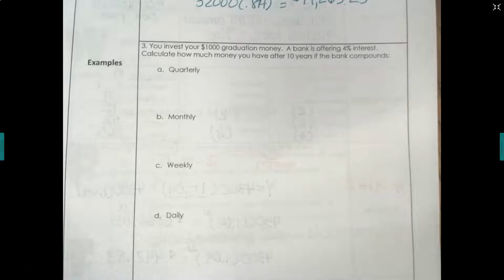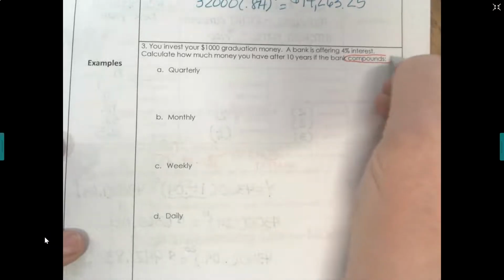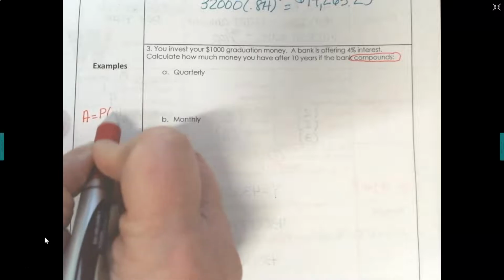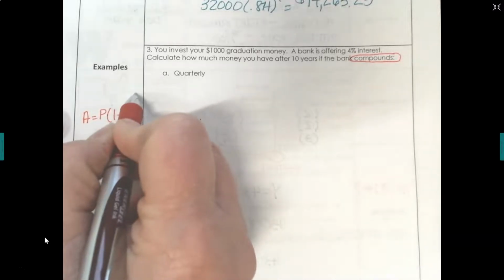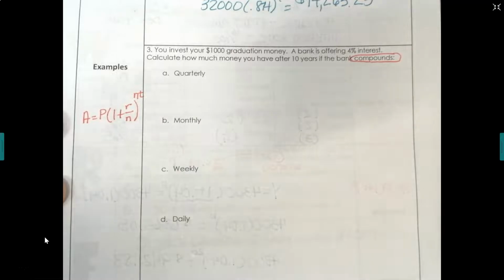Now, our last set. You invest your $1,000 graduation money. So we've got $1,000 and we're going to invest it. The bank is offering 4% interest. Calculate how much money you have after 10 years if the bank compounds. Okay, so it says the word compounds. That means we're using this formula: 1 plus R, and that R gets divided by the number of compounds, and then the number of compounds times time.